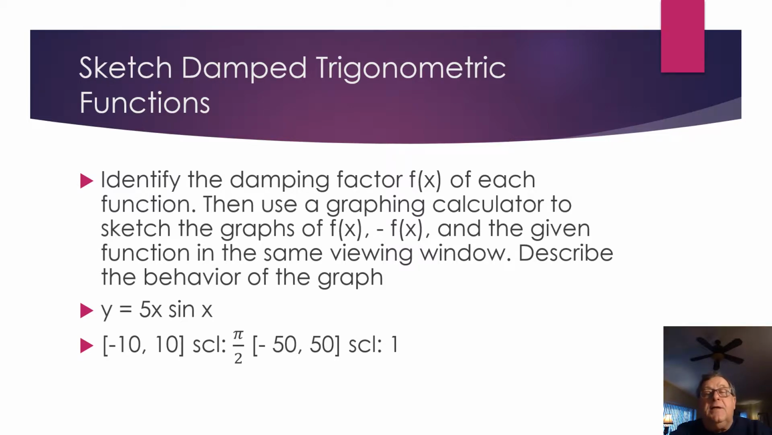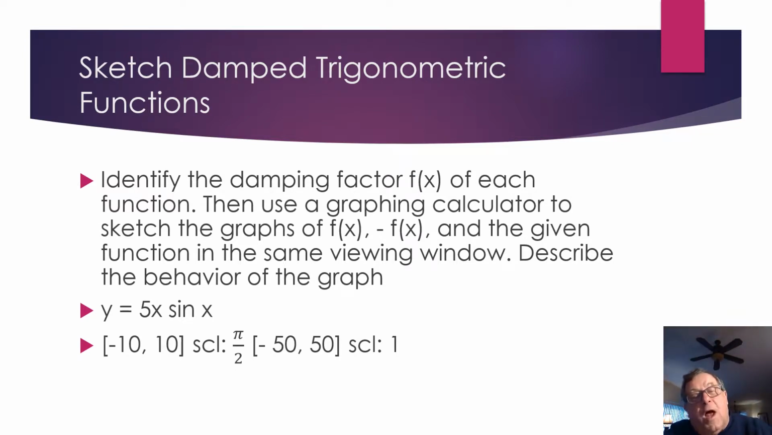All right, so here it says identify the damping factor f of x of each function. Then use the graphing calculator to sketch the graphs of f of x, negative f of x, and the given function in the same viewing window. And then we're going to describe the behavior, specifically the amplitude of the graph.